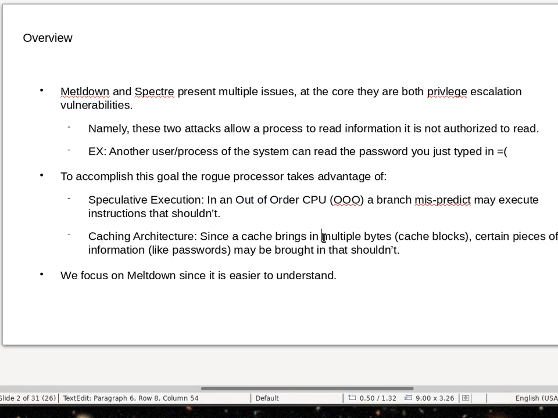Another one is how caching brings in multiple bytes. We talked about caching and how the cache line is brought in from memory. We're going to focus on Meltdown because it's way easier to understand, and then I'm going to talk a little high level about Spectre because it's very similar to Meltdown, but it's way more complicated to implement.